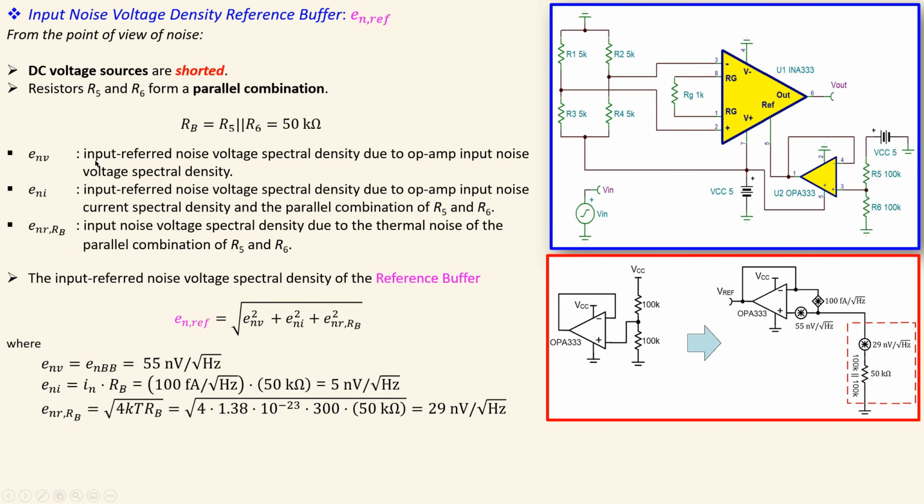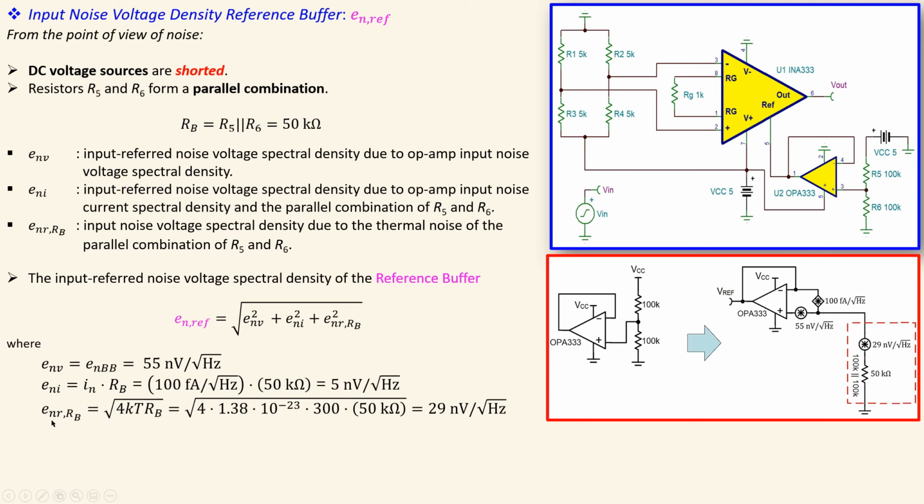The first one, the input referred noise voltage due to that source, is just of course what it is, and that's actually what we have from our datasheet, which is just the broadband noise voltage, which was 55 nanovolts per root hertz. That's actually why we have this symbol here of BB. Now for this second one, we of course use this source, 100 femtoamps per root hertz, multiplied by the equivalent resistance of 50 kilo ohms. You just use Ohm's law and you now have 5 nanovolts per root hertz.